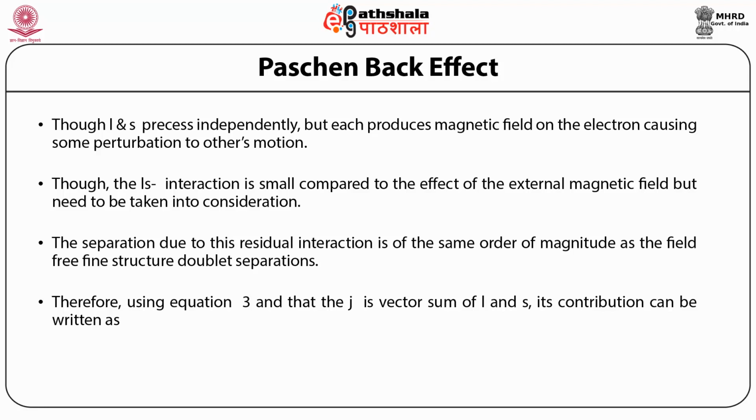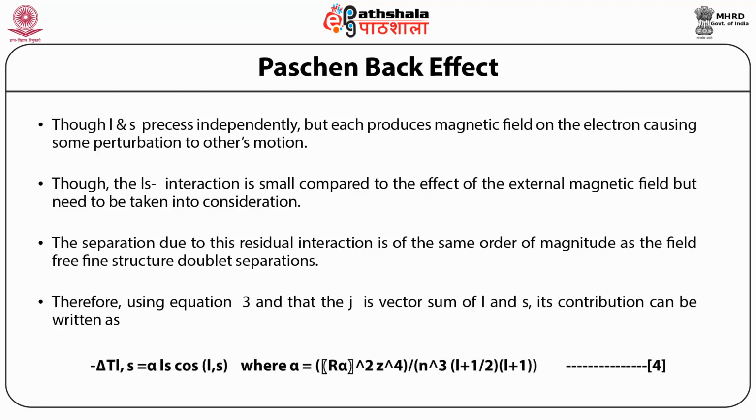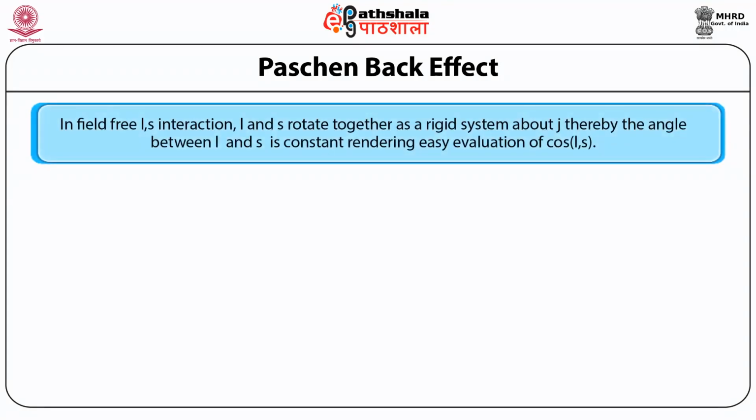Its contribution can be written as −ΔT_LS = α LS cos(LS), where α = Rα²Z⁴/n³ · (L+1)/(2L+1). In field-free LS interaction, L and S rotate together as a rigid system about J. Thereby, the angle between L and S is constant, rendering easy evaluation of cos(LS).